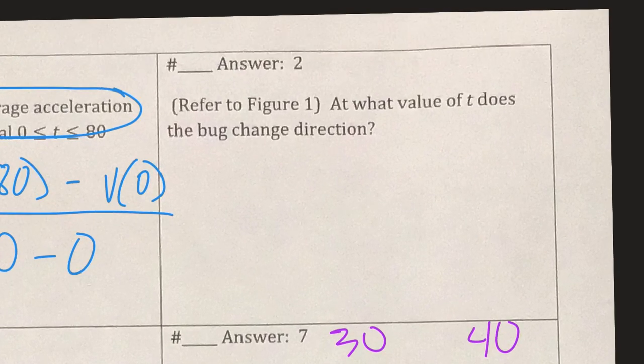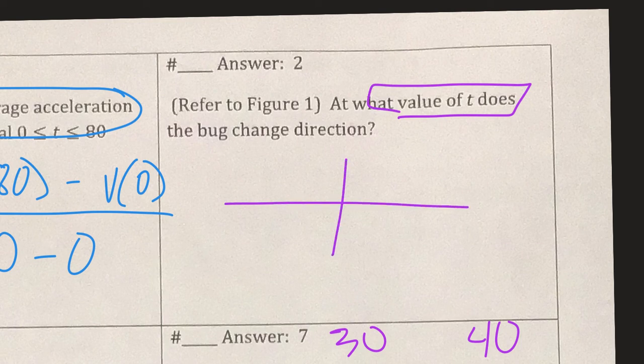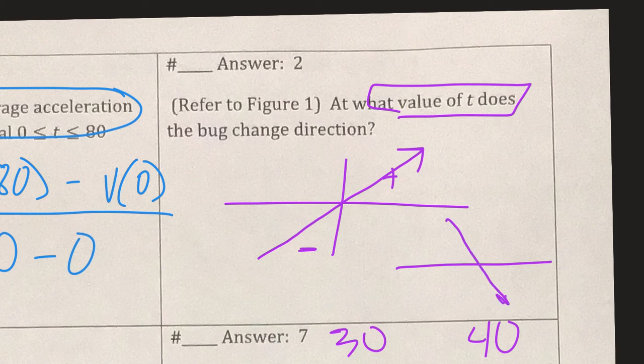Number 1: at what value of t does the bug change direction? Once again, that's looking for when it goes from positive to negative. If it's negative on the left and positive on the right, it changes direction from left to right. If it's positive to negative, then it changes from the right side to the left side.